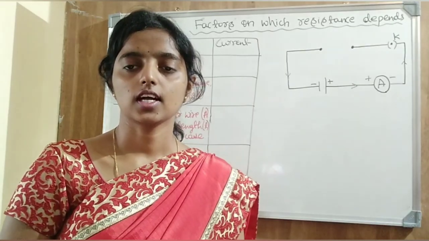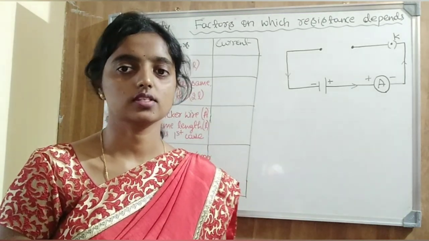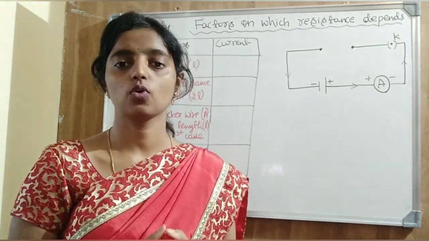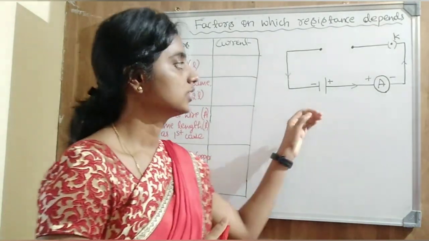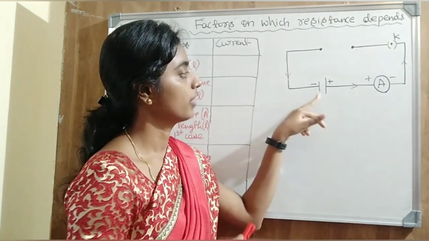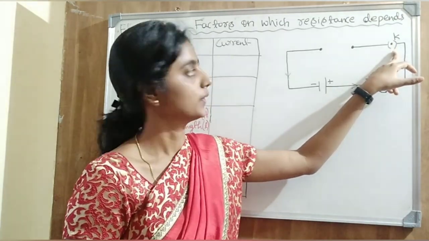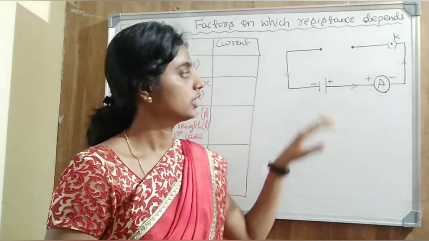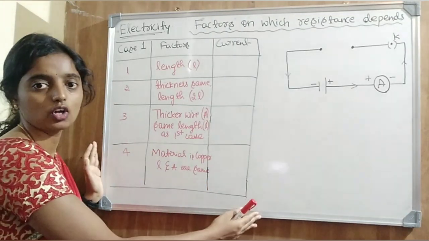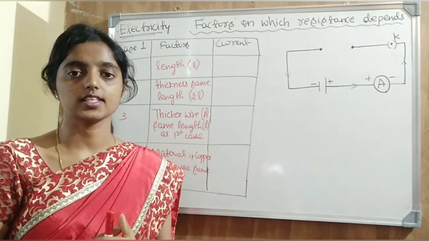Now let us understand the factors on which resistance depends through an activity, same as we did in the last class for Ohm's law. Here this is our circuit diagram. Look at the circuit diagram. We have a battery which is connected to an ammeter, then it is connected to a plug key. Here we need to have a related tabular column. We need to take results for 4 different cases.